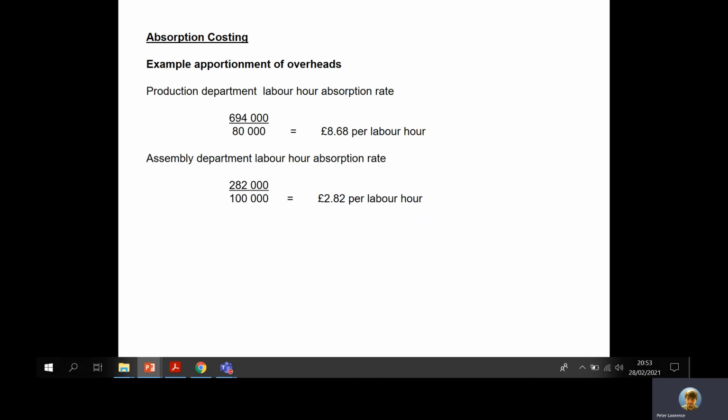Once we've got that, we can simply divide it by the labour hours we were given for each department to find our overhead absorption rates. So total for production was 694. There were 80,000 labour hours to give us £8.68 per labour hour. In the assembly department, it was 282,000, and there was 100,000 labour hours, so it's £2.82 per labour hour. And that's really it. You then add those to your variable costs and you find the total cost of production.